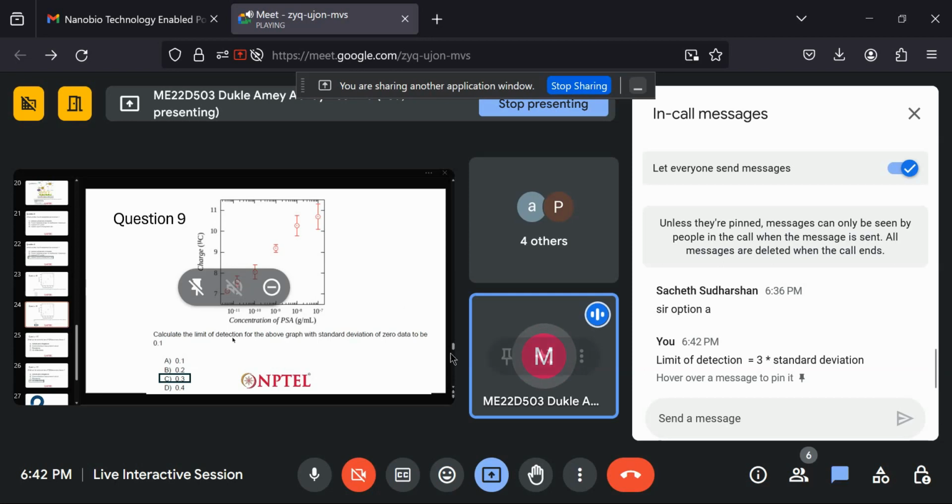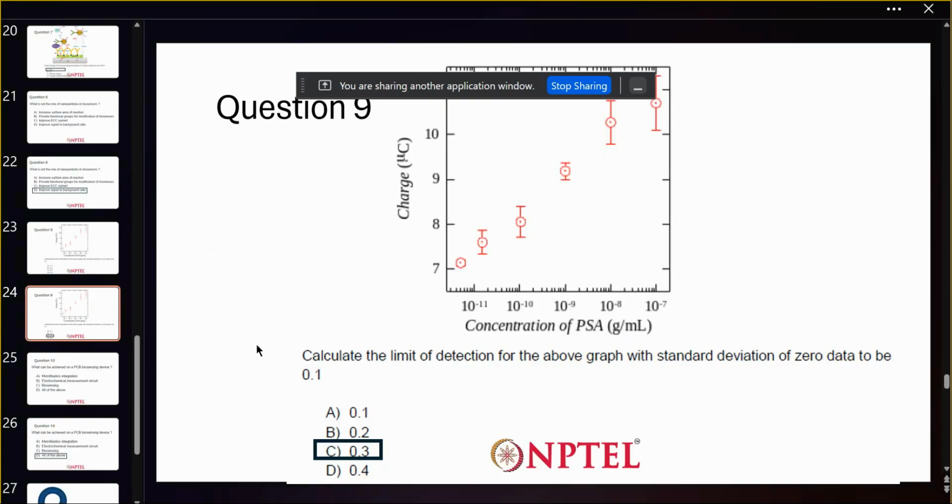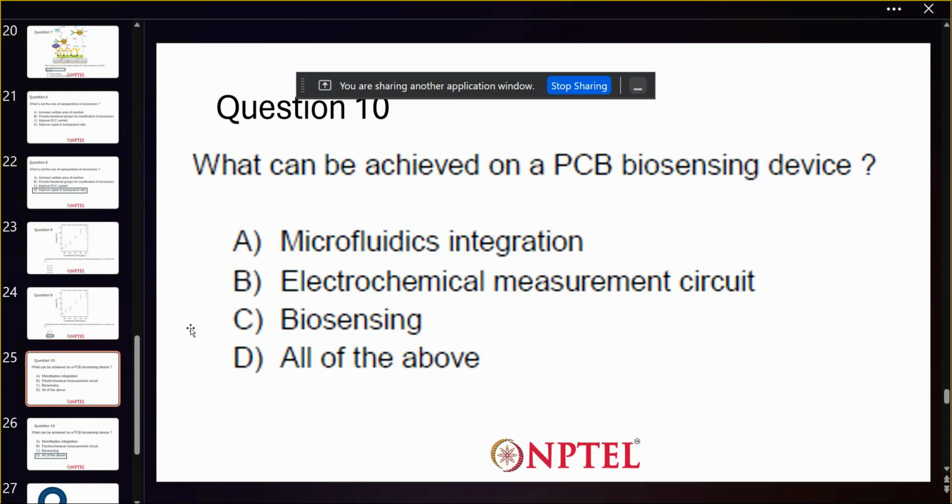So the answer is C. It's a basic formula: 3 times the standard deviation gives the limit of detection. So any questions?